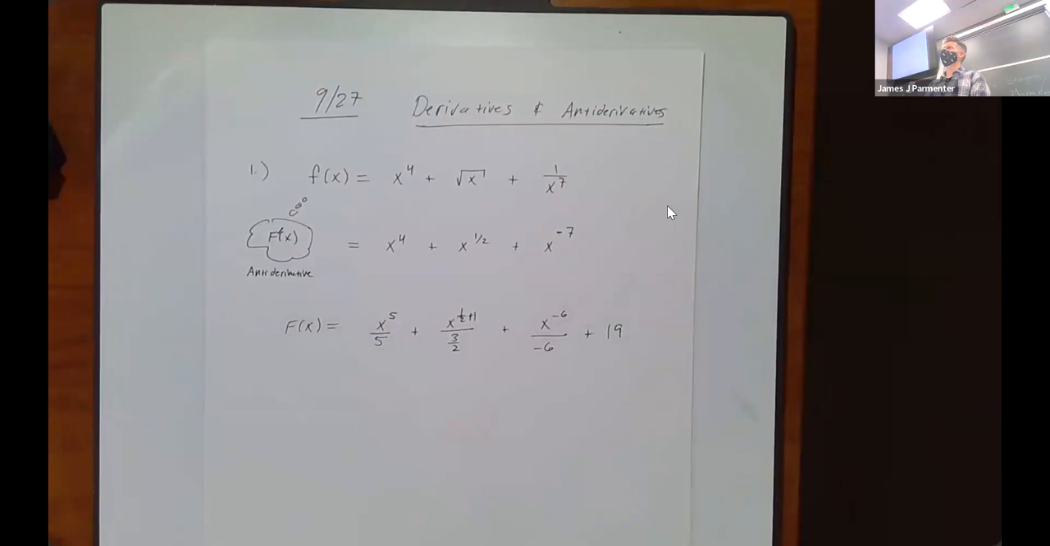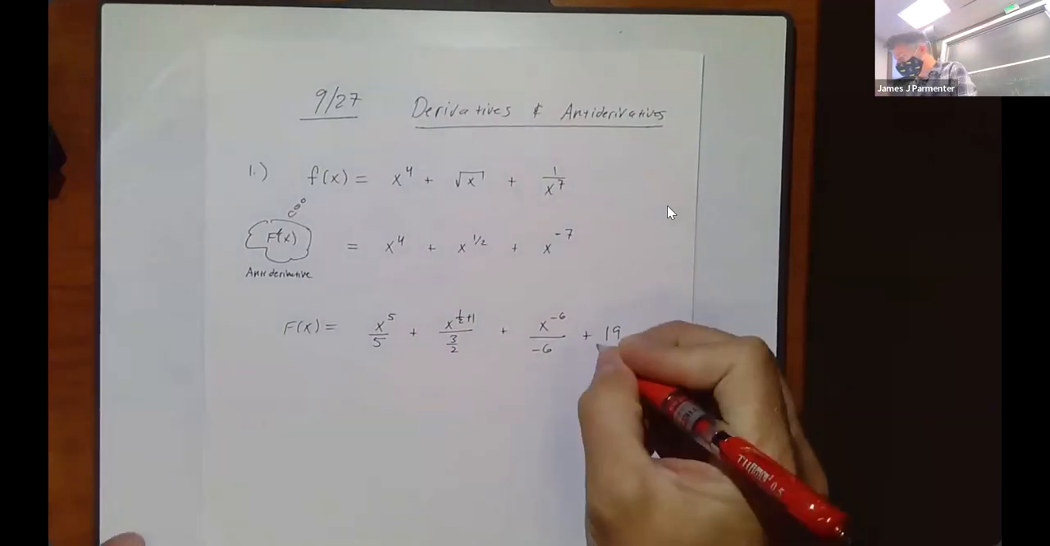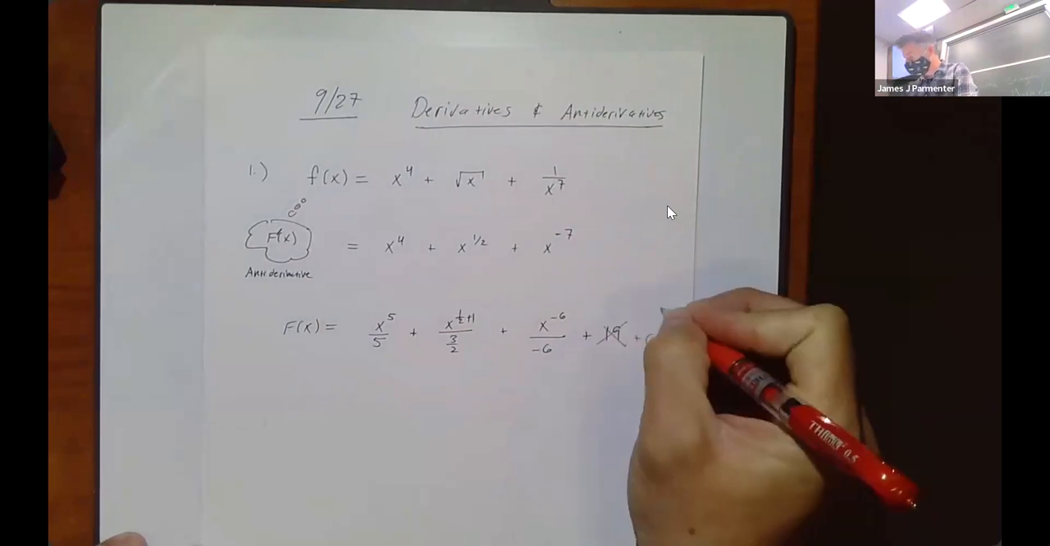What's the derivative of 19? Zero. Right. But really, I'm being a little silly. It doesn't have to be 19, right? It could be any constant. So what we actually typically write here is plus any constant c.